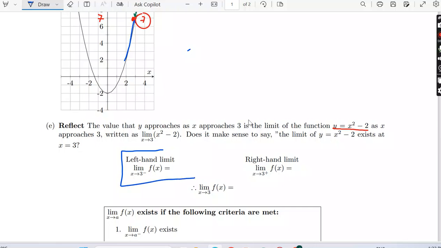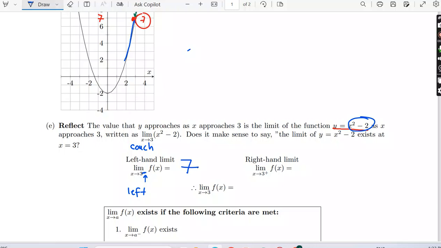So again, this is from the left. Okay. So the left-handed limit as x approaches 3 from the left. This little minus sign represents from the left. Well, what's the limit in this case of f(x)? And f(x) is x squared minus 2. The limit as x approaches 3 from the left of f(x) is 7.